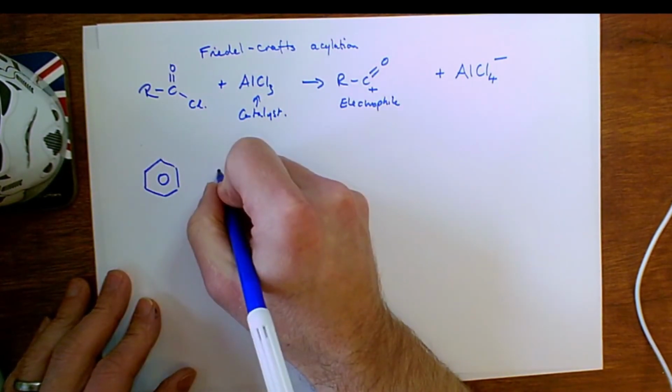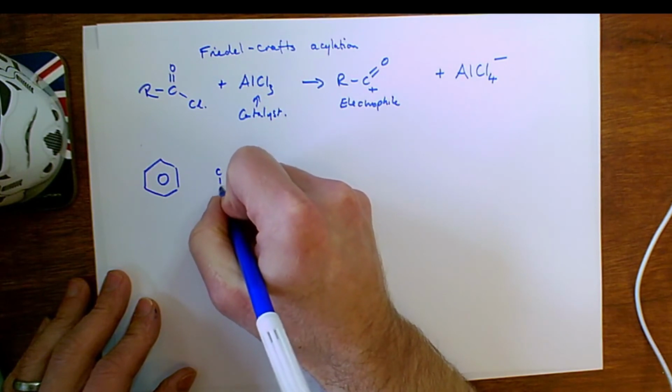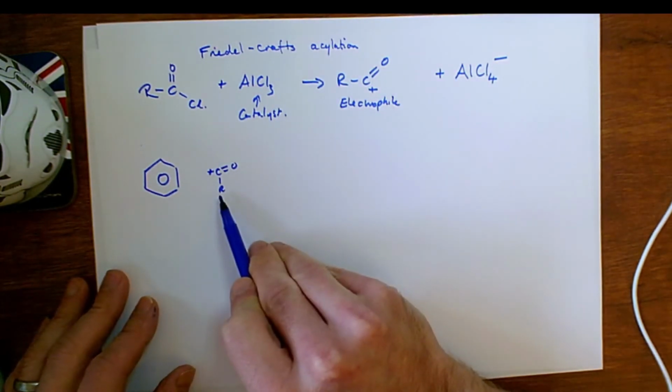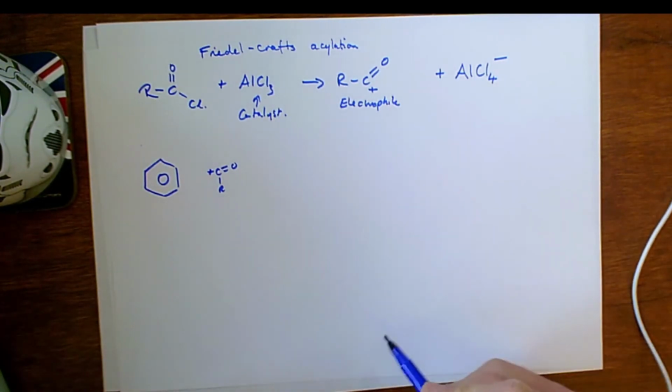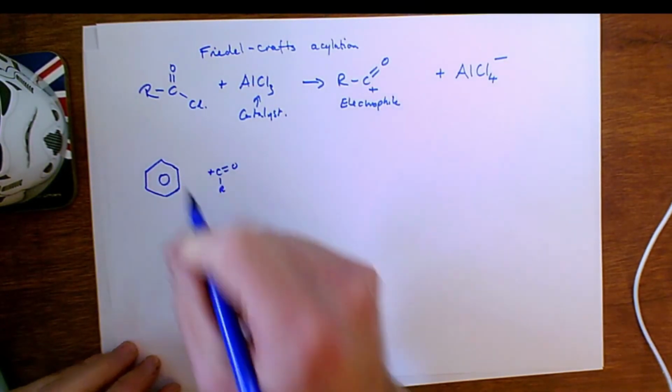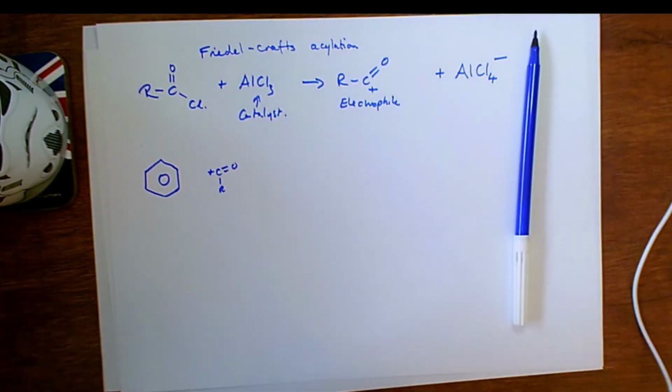Here's my benzene. Here's my electrophile, so my R just represents something else. I could have done a methyl group, but just not. Right, make sure all my corners come together. Watch out for that, it's so easy to do when you're getting lazy.